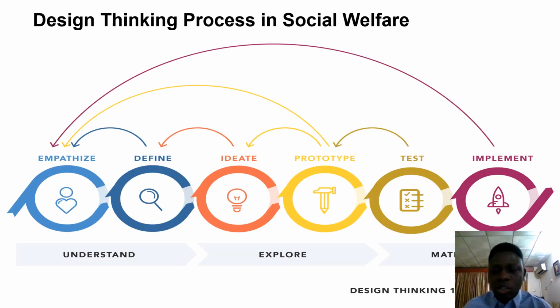Design thinking process in social welfare. There are processes, there are methods that you need to take into cognizance. If you don't follow these methods, these processes, you are not going to achieve your desired outcome as a social worker in solving the problems of the community. So it is very important that you follow these processes to solving the needs of the community members. So what do you do?